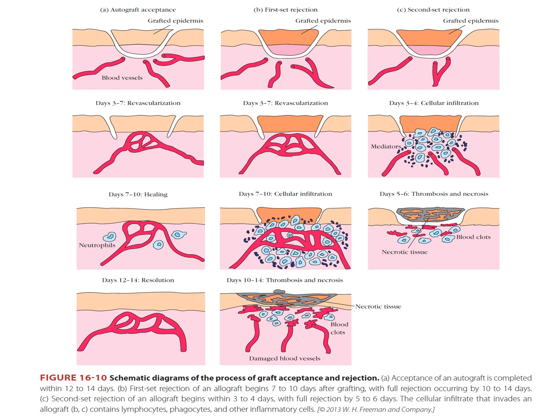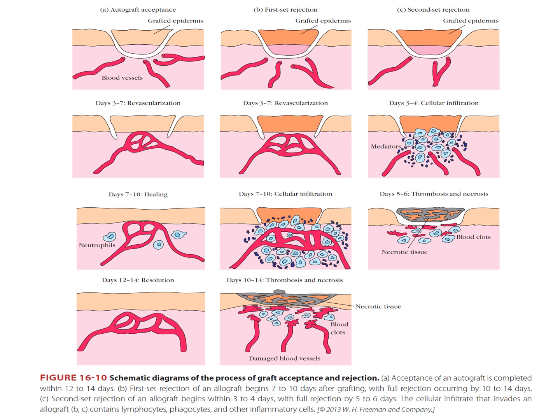Moving forwards, now we'll have a discussion about when the graft is accepted and when the graft is rejected. So now we'll talk about the acceptance of an autograft, which is generally completed within a time duration of 12 to 14 days, followed by first set rejection of an allograft that basically begins from the 7th to 10th day after the grafting process is completed, with full rejection occurring by day 15, or day 10 to 14.